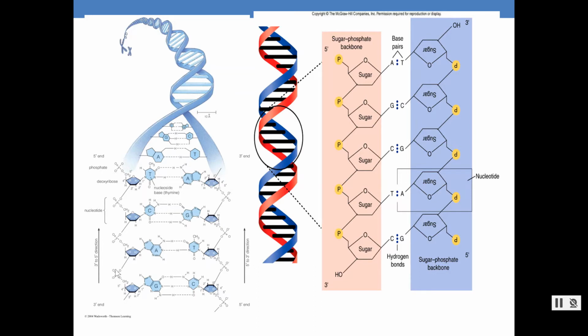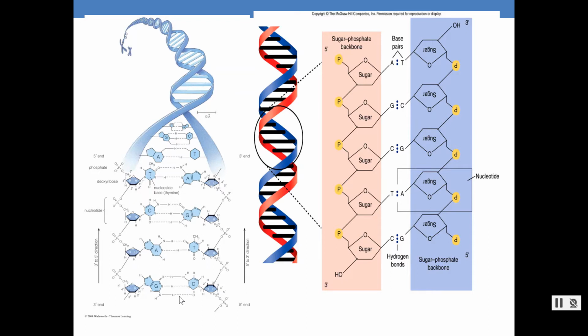Now my sugar phosphate backbone is made up of that deoxyribose sugar, because it's DNA, and that phosphate group, and these form covalent bonds. Remember, they share electrons, and a covalent bond is very strong. In comparison, hydrogen bonds are very weak interactions, and they're not nearly as strong as covalent bonds. We said that this double helix is a very stable structure, and that's true. This covalent backbone makes it very stable.